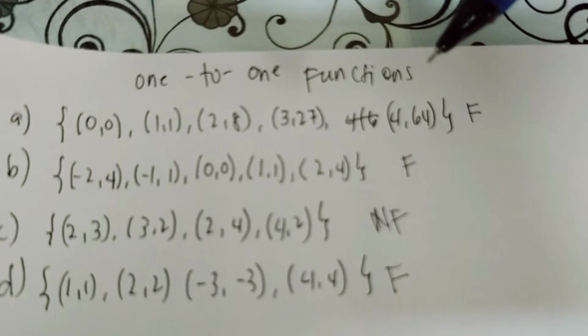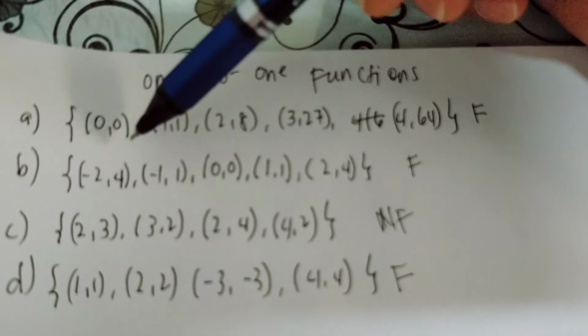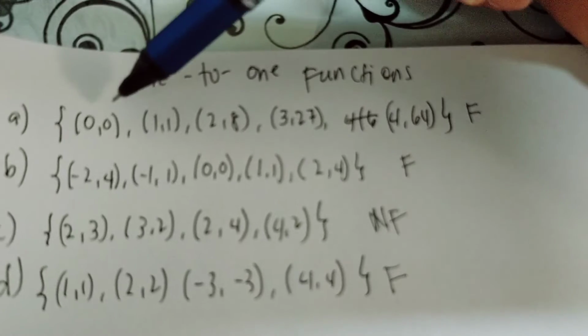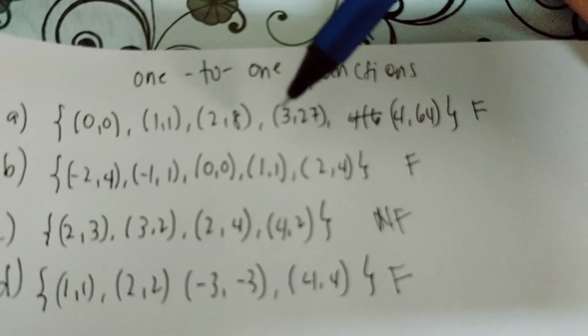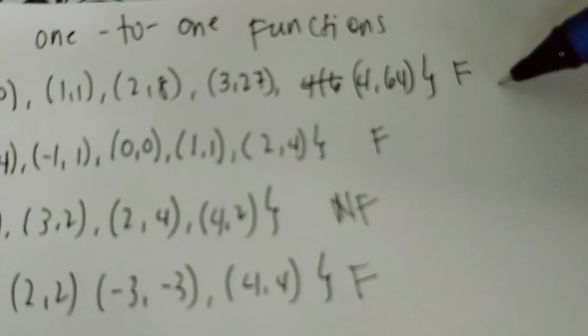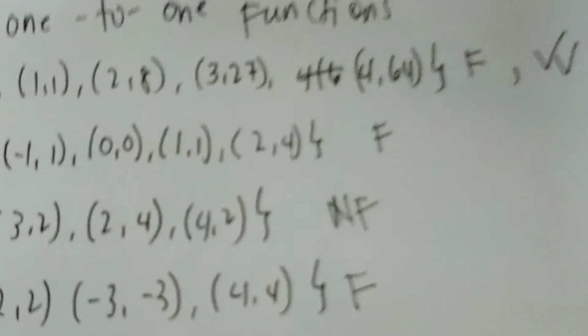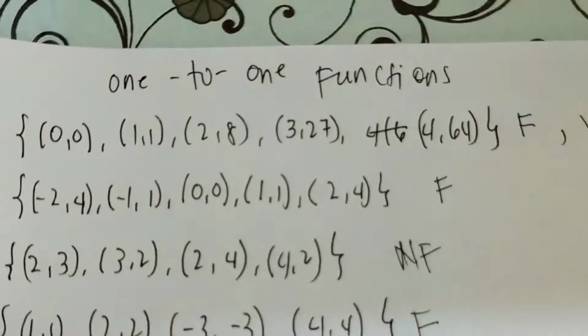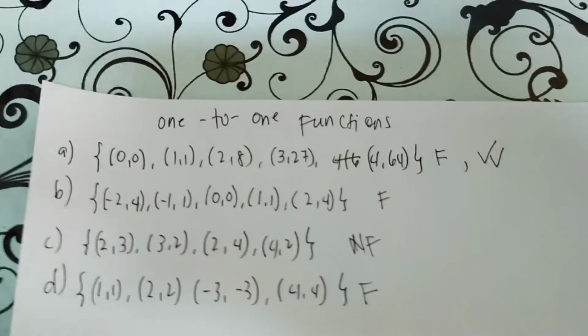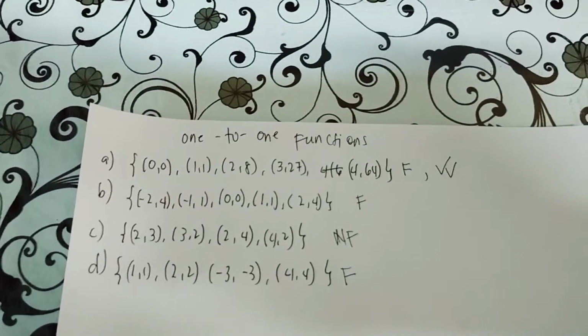If we check the second element. Look at the second element or the range. 0, 1, 8, 20. Walang naulit. So, ito ay function na one-to-one pa. One-to-one function pa. Yan yung one-to-one. Walang naulit sa domain, walang naulit sa range. Walang naulit sa first element, walang naulit sa second element.